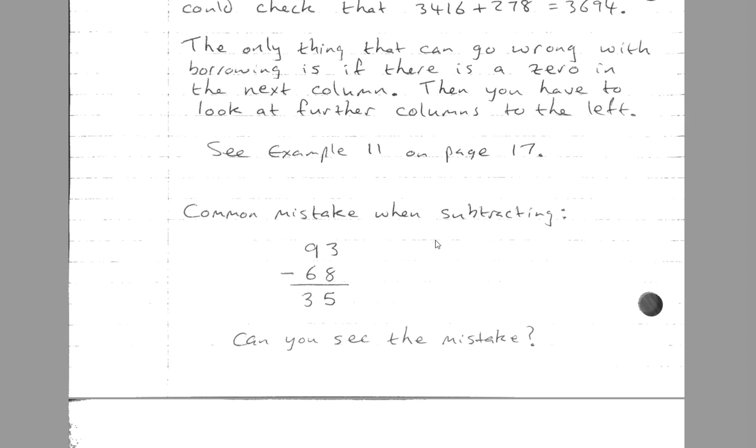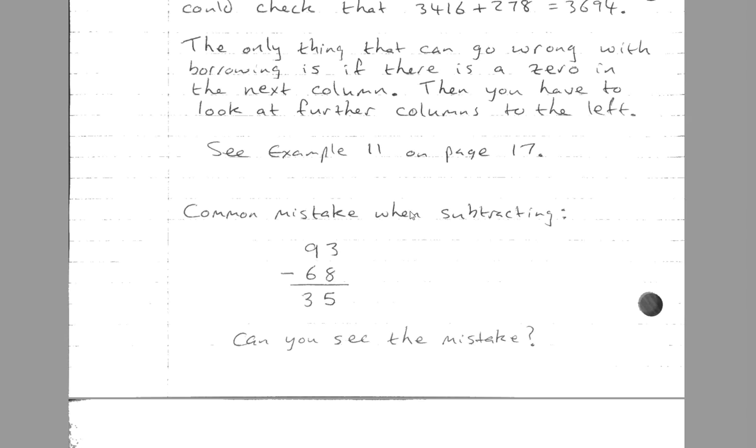Back to the notes. Here, this is a mistake I see all the time. In this example, we have 93 minus 68. Okay, so the answer is obviously 35. Do you see the mistake? It's really 3 minus 8. That 3 is too small. We can't do the subtraction.